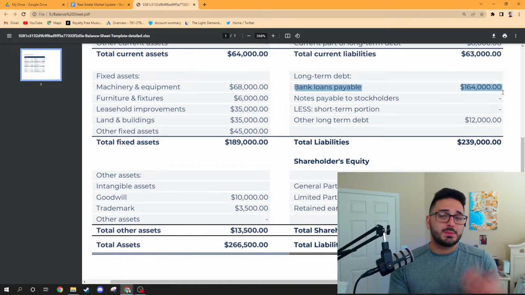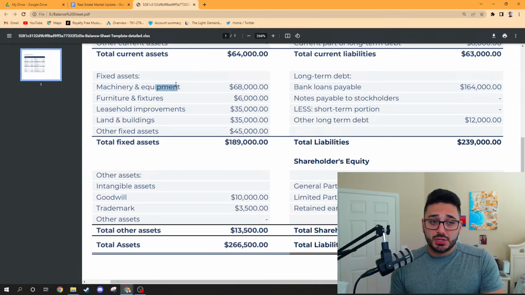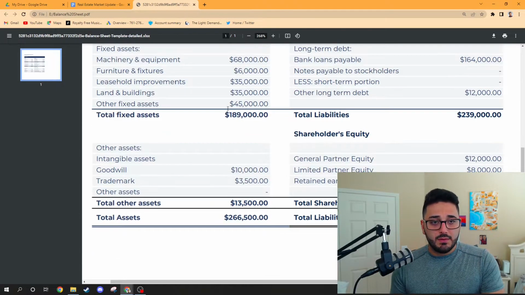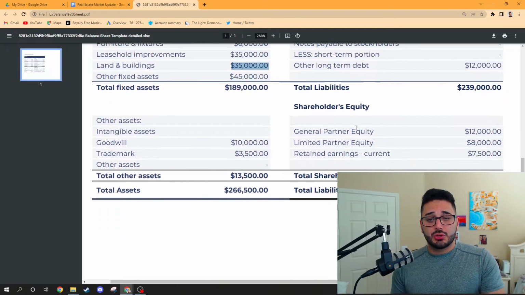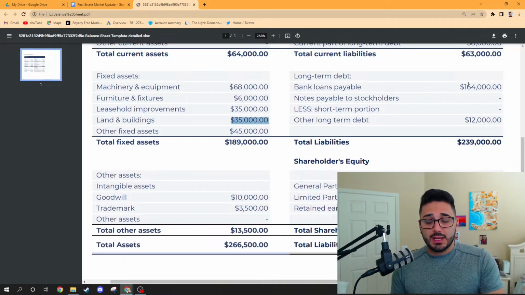This is the SBA loan we got to open our business, lease the place, add a lot of leasehold improvements, buy a lot of our machinery and equipment. If you can see down here, buy a lot of fixtures and furniture, even buy our land in full cash. So this was something that an SBA lender gave us.